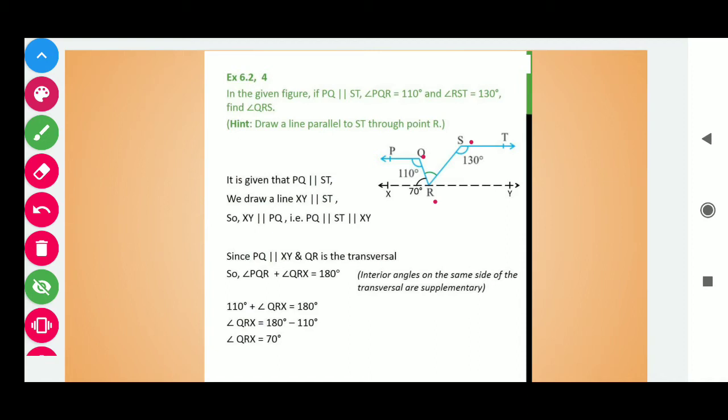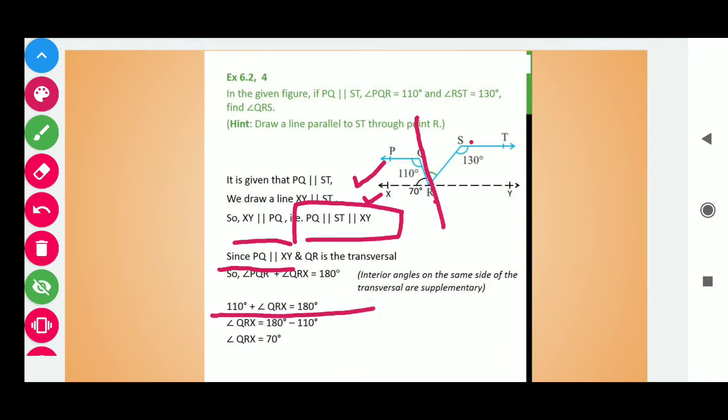It is given that PQ is parallel to ST and XY is parallel to ST. And we know that XY is parallel to PQ. So, PQ, ST and XY all are parallel to each other. Since PQ is parallel to XY and QR is transversal, you can see here, and that will make a linear pair as I have just discussed now. So 110 degree plus QRX together will make 180 degree. In this way we get QRX is equal to 70 degree.